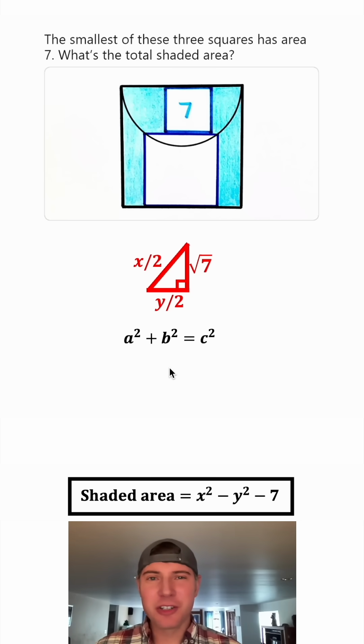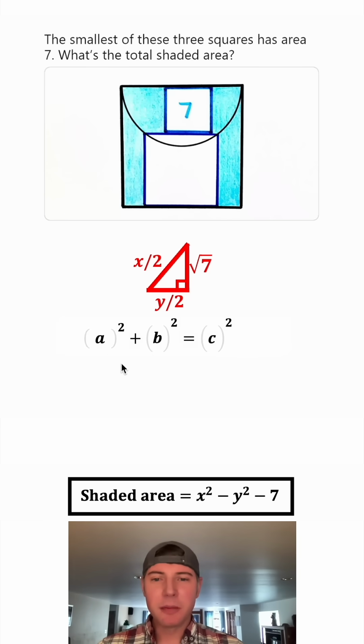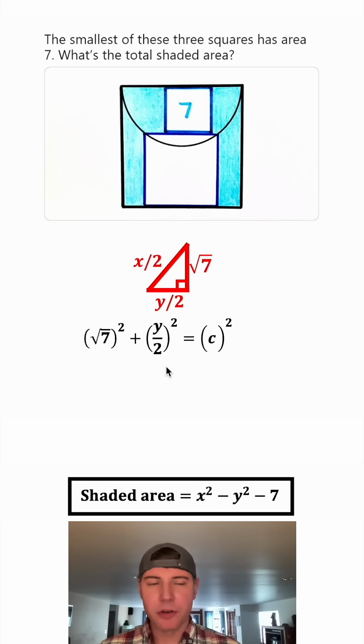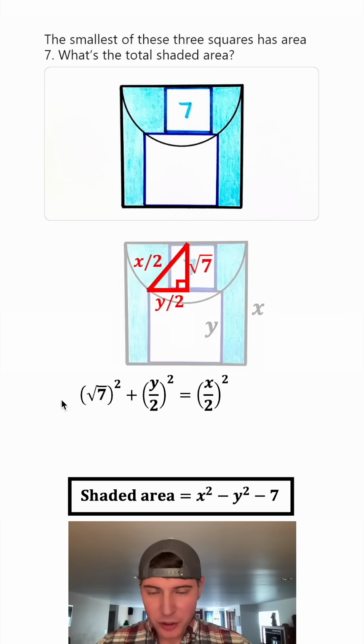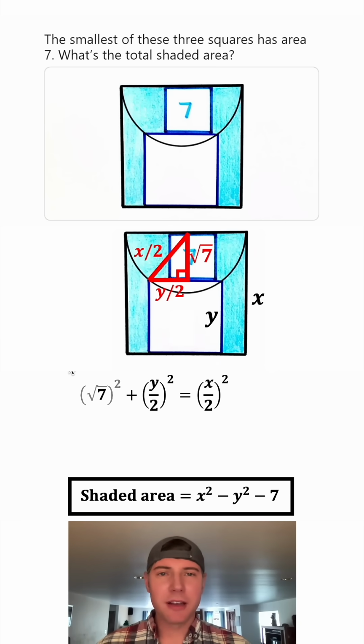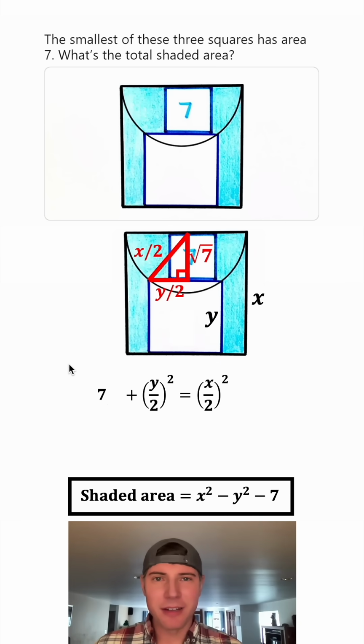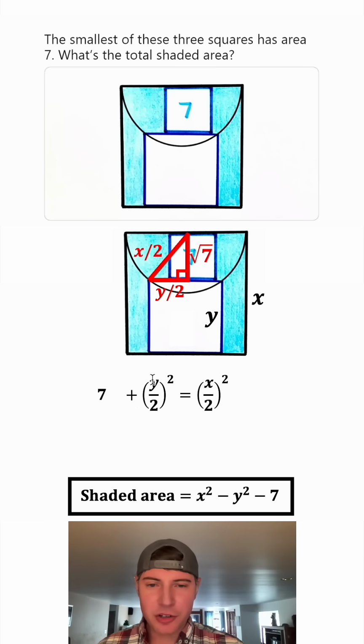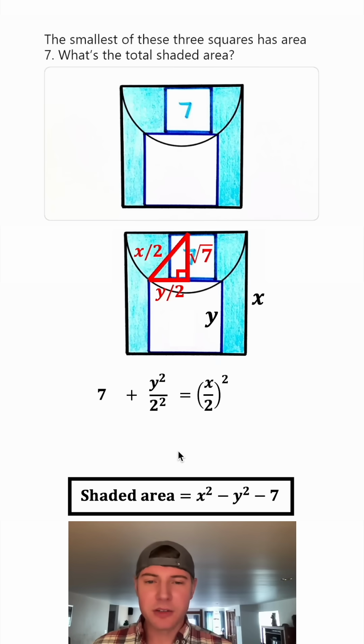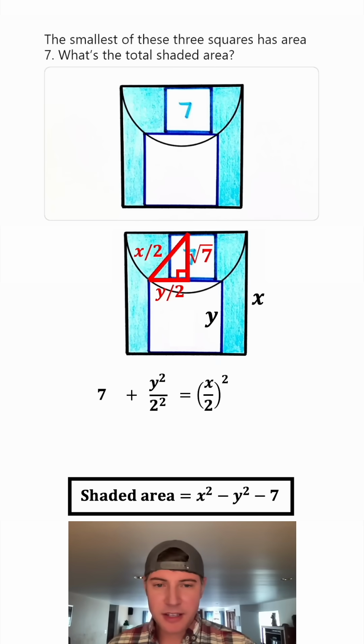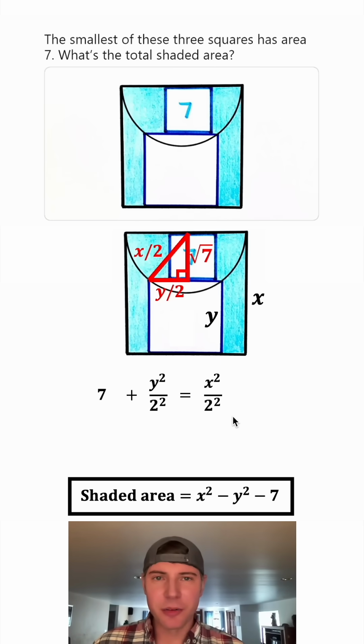As usual, we're going to use the Pythagorean theorem, which is a squared plus b squared equals c squared. In the place of the a, we'll plug in this side right here, root 7. In the place of the b, we'll plug in this side, which is y over 2. And in the place of the c, we'll plug in this side, which is x over 2. For the first term, the square root and the square will cancel each other out. So we're left with 7. For the next term, the exponent distributes to both the top and the bottom, giving us y squared over 2 squared. And same thing over here, this changes into x squared over 2 squared.